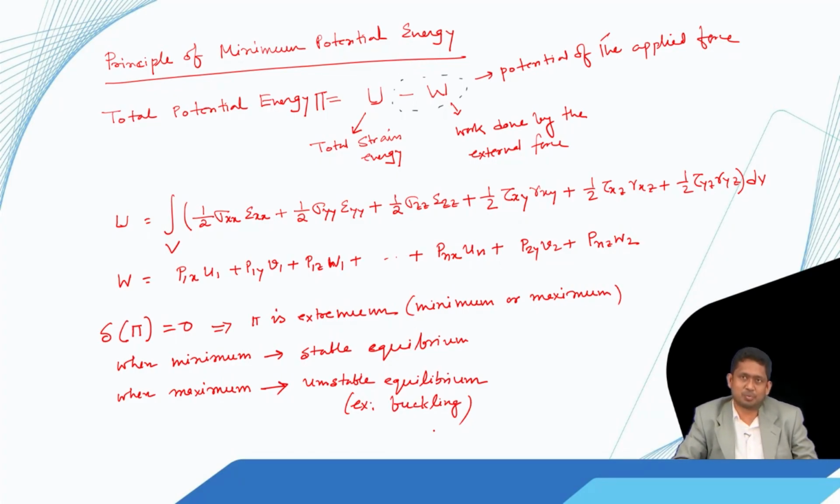In this course we will do both analyses. For finding out the deformed shape under load, we will seek the stable equilibrium, and we will also do buckling analysis, where we will try to find out the unstable equilibrium of the structure. In both cases we can follow this energy or virtual work based approach. We have to calculate pi and set the variation to 0.